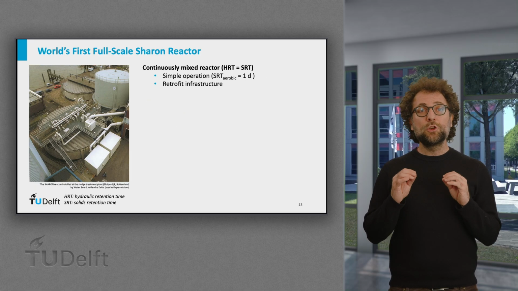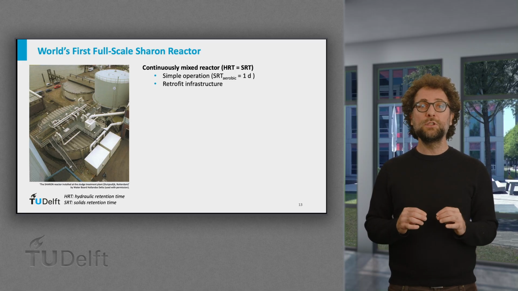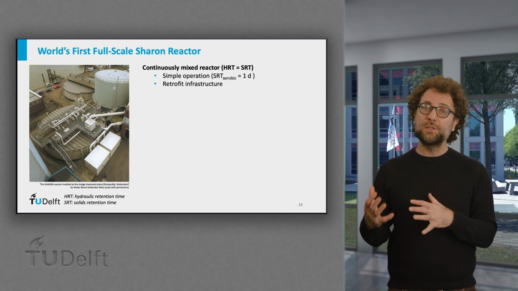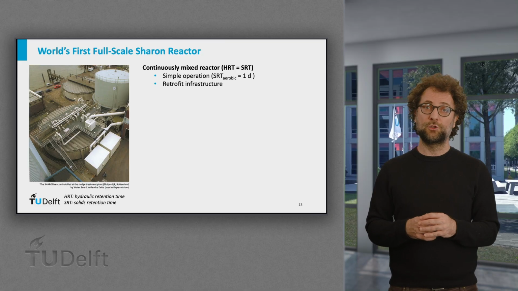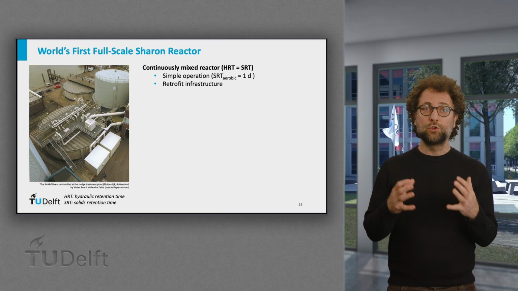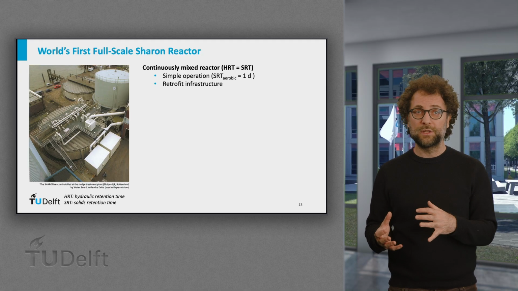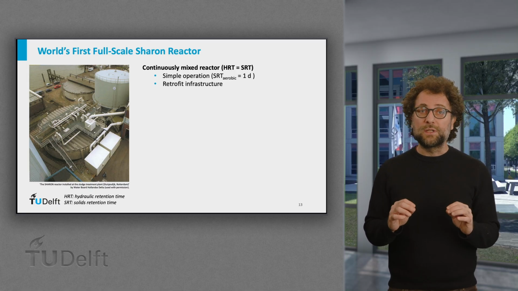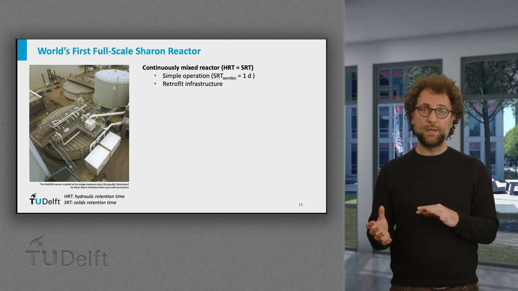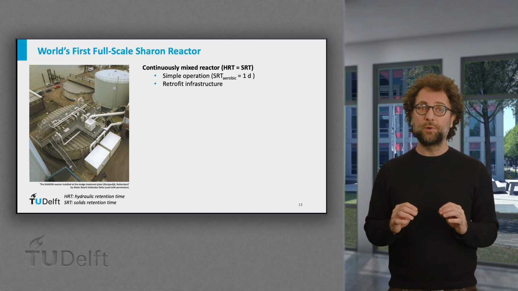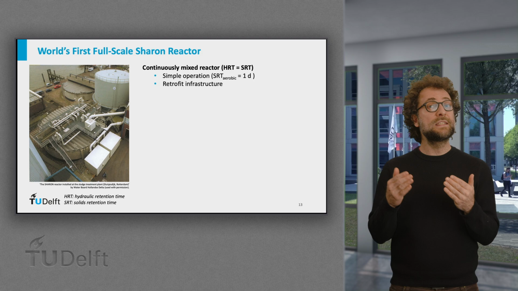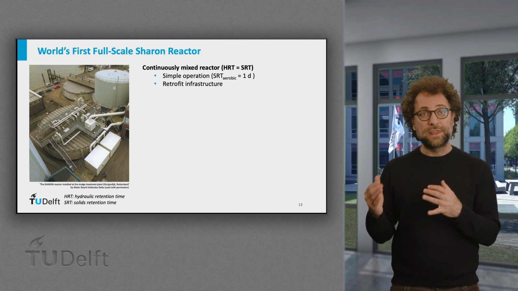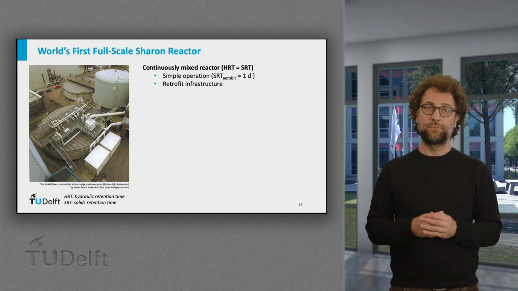Specifically, the process is operated as a simple, continuously mixed reactor without biomass retention. In other words, the total hydraulic and solids retention times coincide. The aerobic retention time is maintained around 1 day. This simple operation allows to retrofit existing infrastructures, a thickener here in Rotterdam.